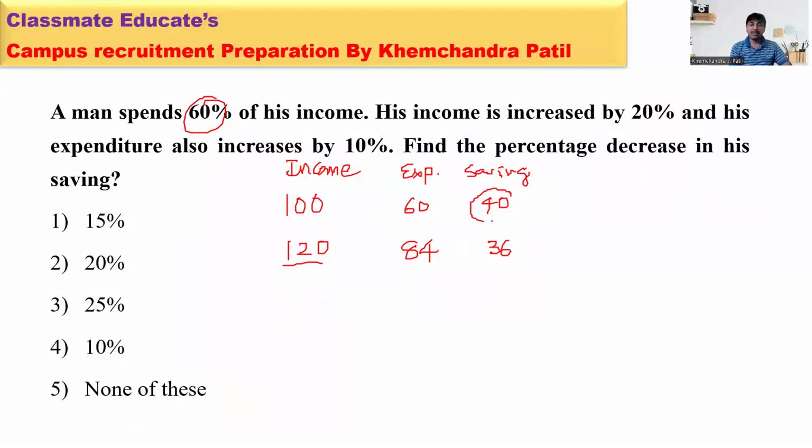So initially he was saving 40. Now he is saving 36. So it is reduced by 4. 4 compared to 40 is nothing but a 10% reduction in his saving. So your answer is option number 4.